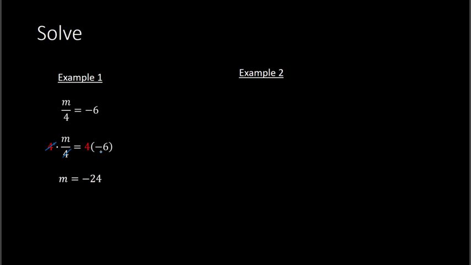Example 2. We have h divided by negative 2 equals 5. So to get rid of the division of the negative 2, I need to do the inverse operation, which is multiply by negative 2. So I multiply the left side by negative 2 and the right side by negative 2. The division and multiplication of the negative 2 will undo each other and they'll cancel out.